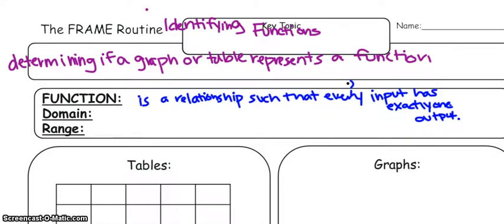Alright, we have our domain and our range that we're also going to define. Domain is the set of input values, and the range is the set of output values.